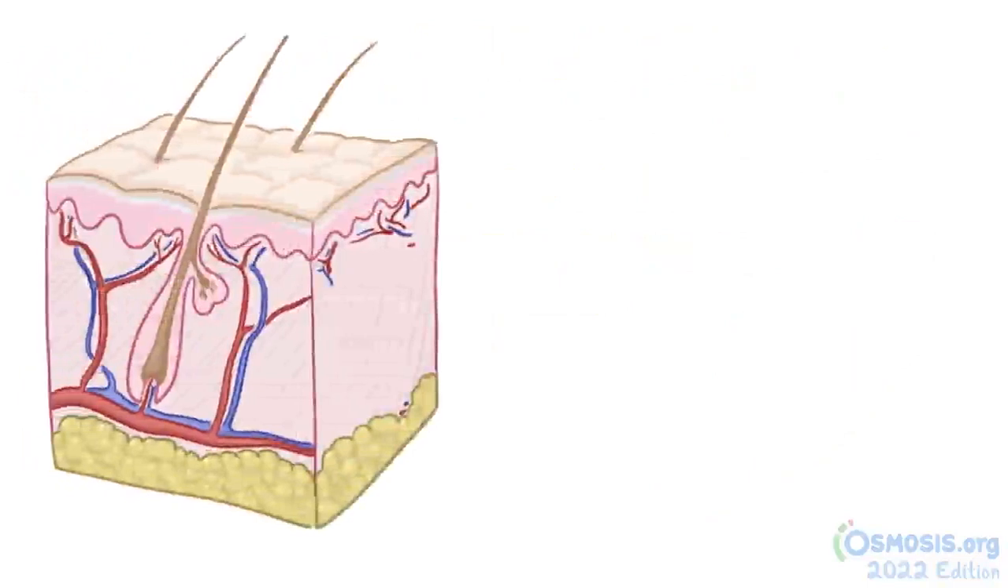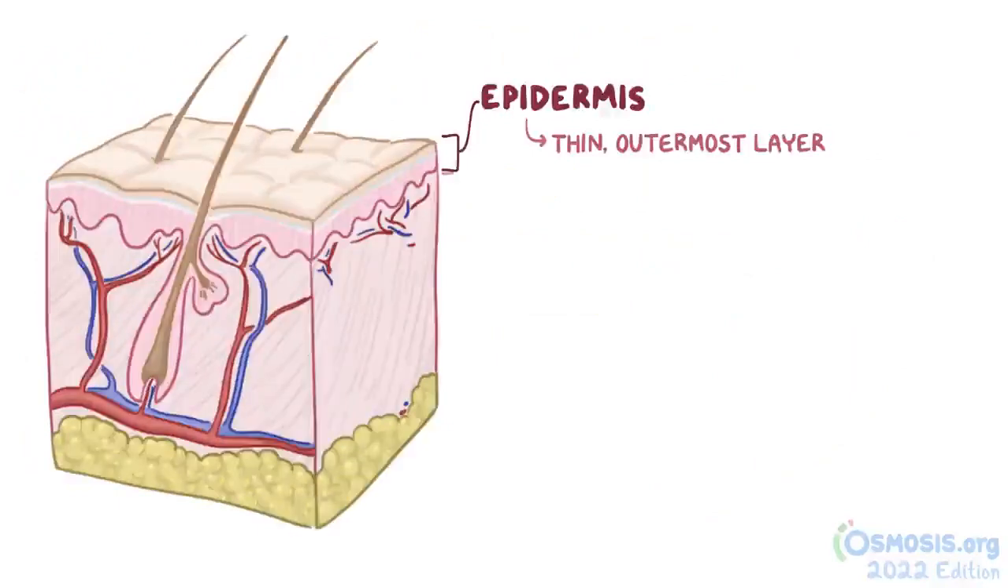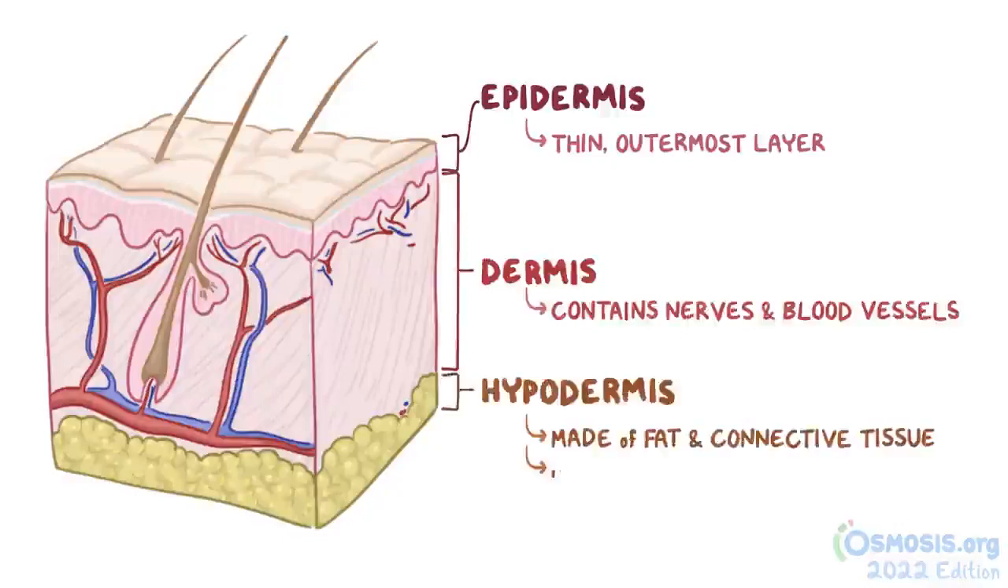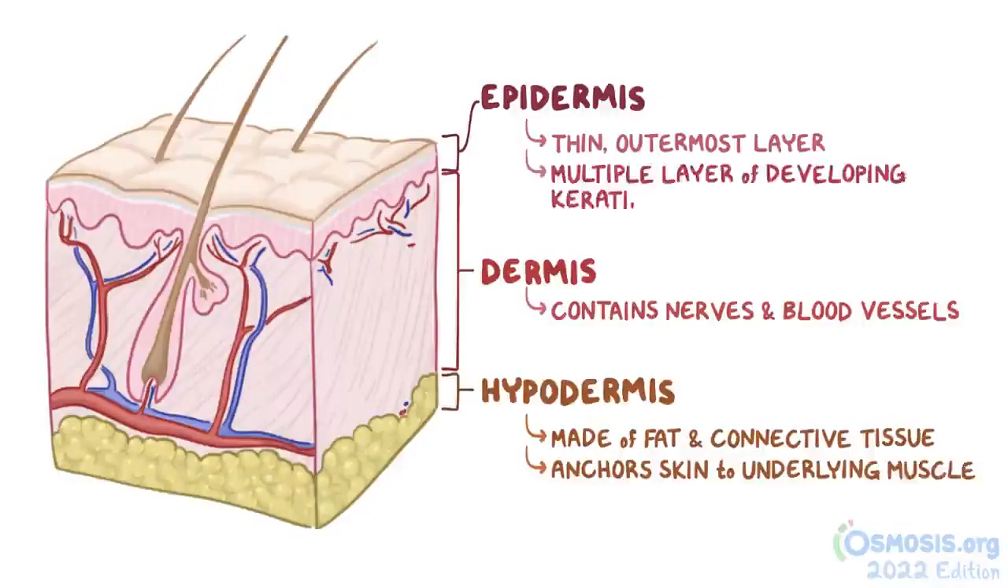Now, the skin is divided into three layers. The epidermis forms the thin outermost layer of skin. Underneath is the thicker dermis layer that contains the nerves and blood vessels. And finally, there's the hypodermis, which is made of fat and connective tissue that anchors the skin to the underlying muscle. The epidermis itself is made of multiple layers of developing keratinocytes, which are flat, pancake shaped cells that are named for the keratin protein that they're filled with.